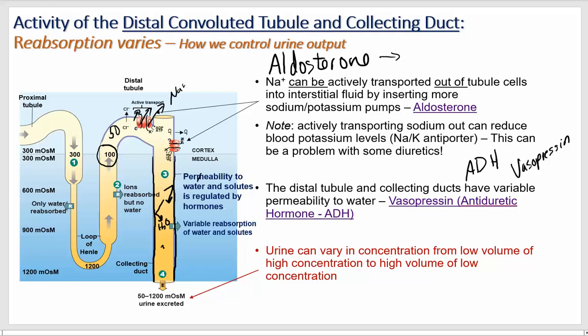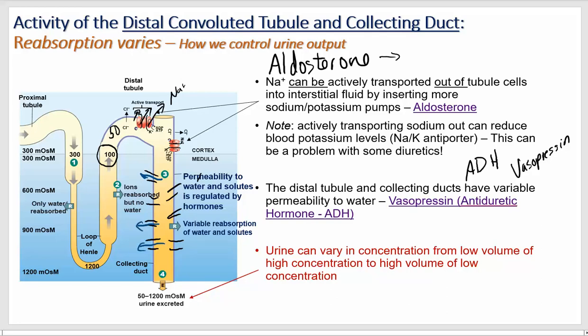So then we say, nope, we are going to reabsorb more water. Let's say that we are dehydrated, and then the pituitary says, nope, insert water pores, lots of water pores, aquaporins, the fancy name for those. And so then we have water being reabsorbed.